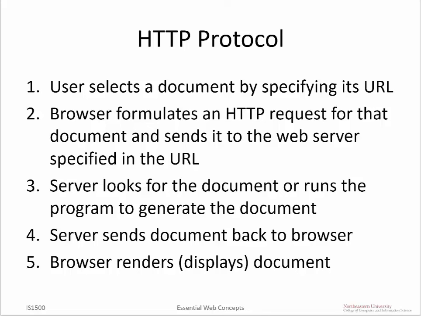The browser then formulates an HTTP request for the document, first does a DNS lookup to get the IP address, and then sends it to the web server specified in the URL, via the IP, of course, after the DNS lookup. The server then looks for the document, or, if you specify the name of a program, runs the program to generate the document. The server then sends back the document to the browser. The browser then renders or displays the document based on the language in which it was encoded, which is almost always HTML.